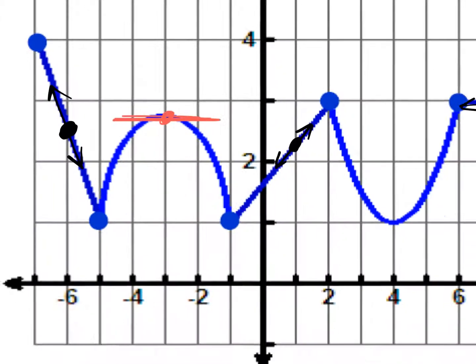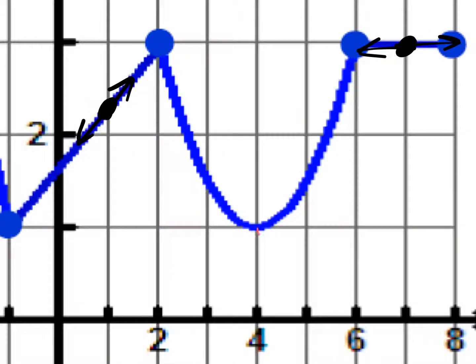There happens to be another one over here at the x value of +4. So right here again is another horizontal tangent. That's because my roller coaster is decreasing, decreasing, decreasing, decreasing, decreasing, flat, and now it's increasing again.